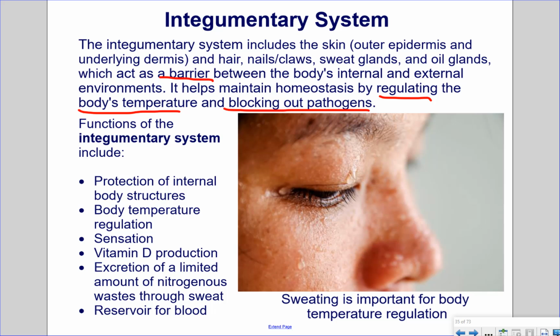Functions of the integumentary system include protection of internal body structures, body temperature regulation, sensation, vitamin D production, excretion of a limited amount of nitrogenous waste through sweat, and a reservoir for blood. As pictured on the right, sweating is important for body temperature regulation.